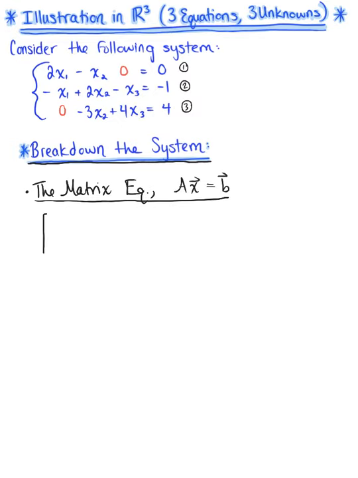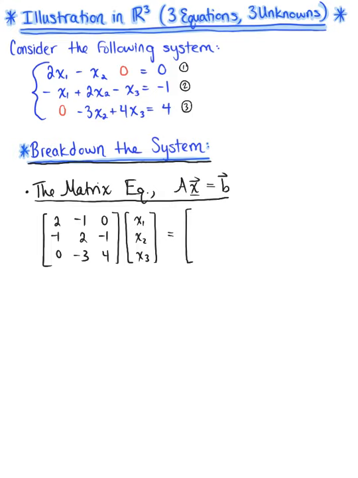So the first column of our matrix is 2, negative 1, 0. The second column is negative 1, 2, minus 3. And our third column is 0, negative 1, 4. And now we are multiplying this matrix A, this coefficient matrix, by vector x in R3. So it has three entries, x sub 1, x sub 2, x sub 3. And this is equal to the constant vector, vector b, defined by the components 0, negative 1, 4. So there you have it. That's the equivalent matrix equation.